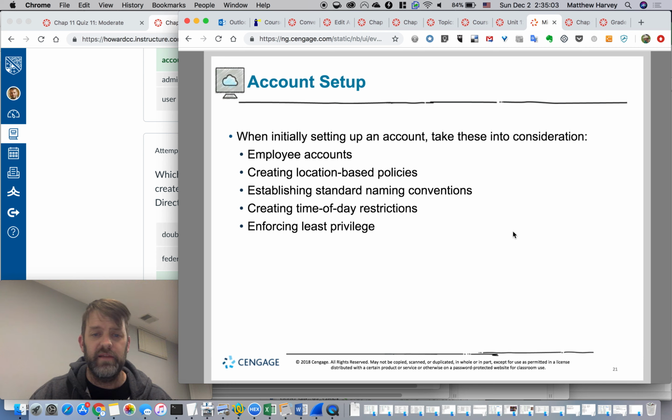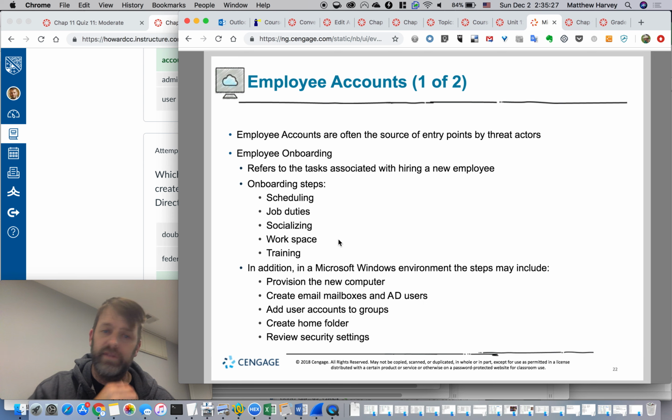Account setup is a key thing. Every company needs to have a policy for what they do when they set up someone's account. And one of the key things is least privilege. You always want to give someone just enough access to do their job and not access to a whole bunch of stuff that they don't need access to. By giving them the least possible access, that means that if a hacker takes over their account, that hacker will have the least possible access as well.